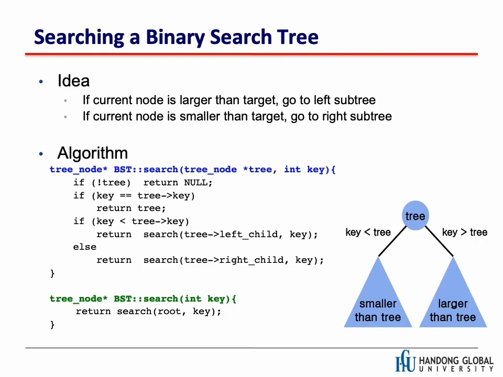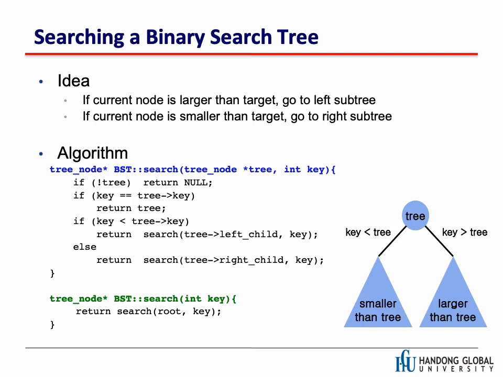Okay, so in the search function, we get two parameters. Okay, a tree node pointer and the target key. And if tree is null, then we return null. Okay, the tree is empty, so we cannot find anything. So there is nothing there. Otherwise, if key is the tree key, then we found it. Tree is pointing to the root node of this subtree, and then we return the tree, which means this root node of this subtree is the target.